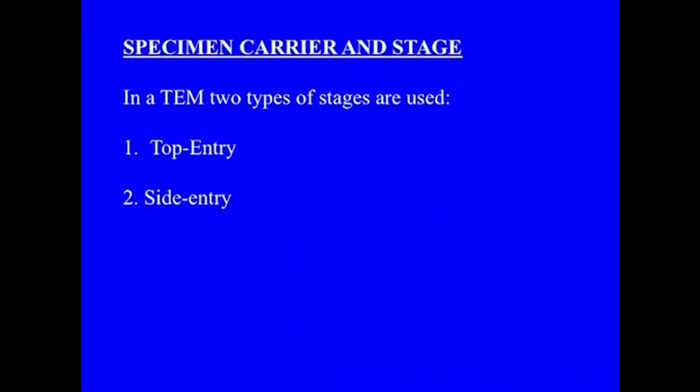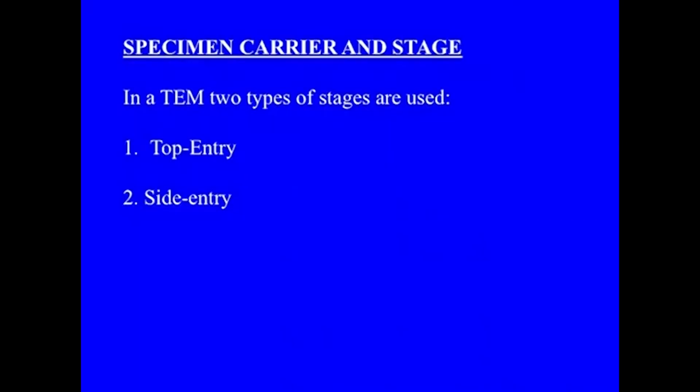All right. Now, the second part, which is after the illumination system, is the specimen carrier or specimen stage where the specimen is placed. Now, transmission electron microscopes have two types of stages. One is called top entry, which utilizes a cartridge like specimen holder, which is inserted into a stage from above. If you might have seen simple printers where a cartridge is inserted from above, it is something like that, a top entry stage.